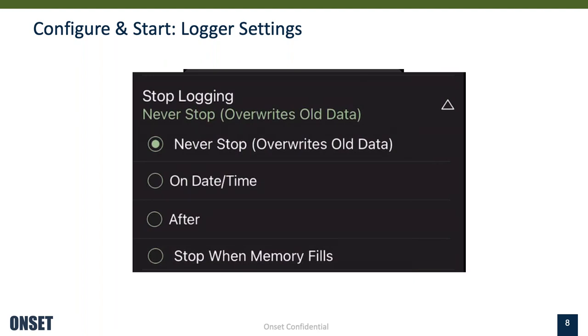If you want a fixed period of data collection, you can choose on date and time, which will stop at a specific date and time that you enter, or after, which lets you set a time period after which the logger will stop. So you can stop after one day, one week, one month, for example. And lastly, we have the opposite of the first setting. This will be stop when memory fills. So when the logger reaches its memory capacity, it will automatically stop collecting any new data.